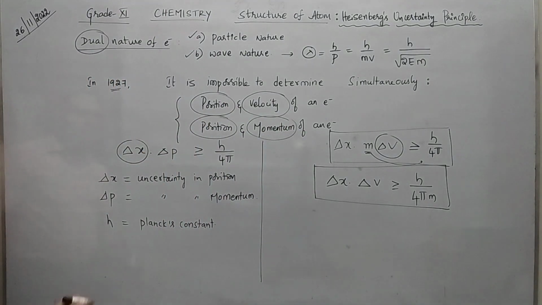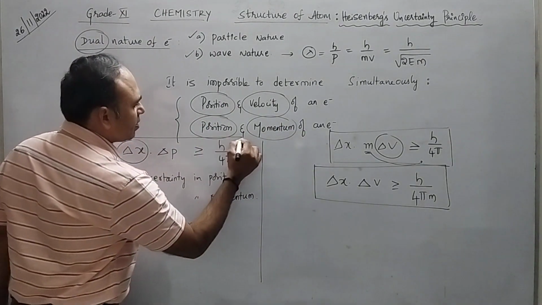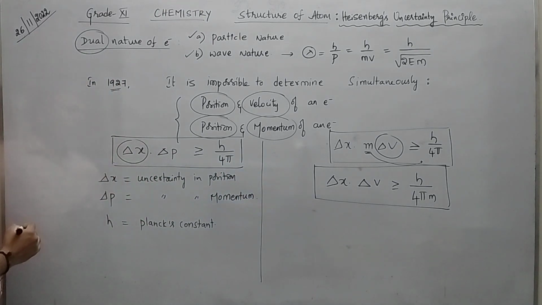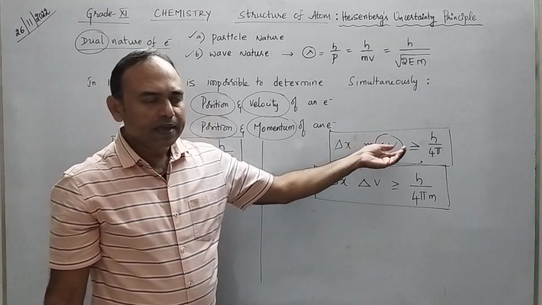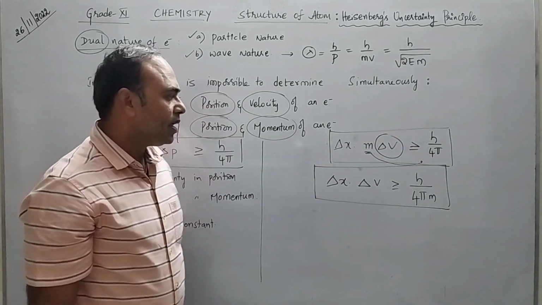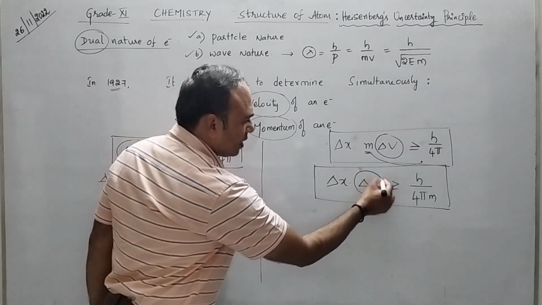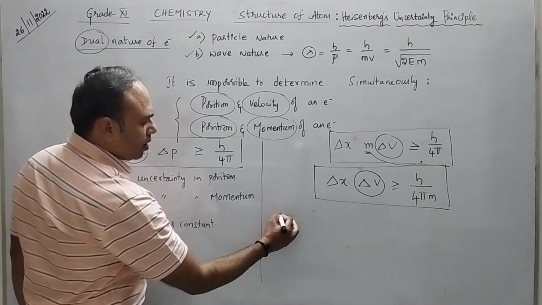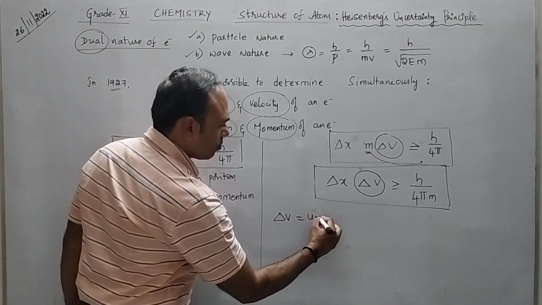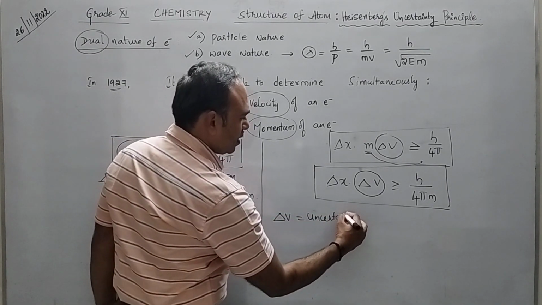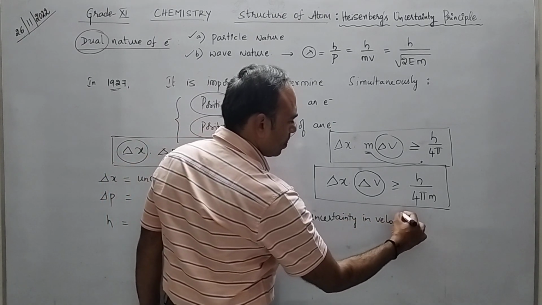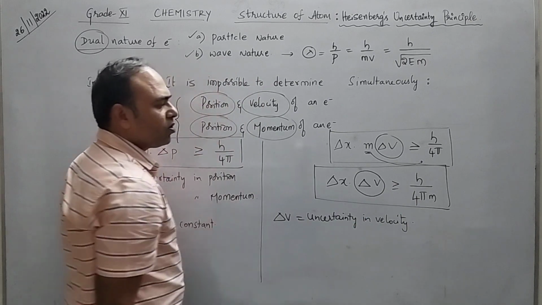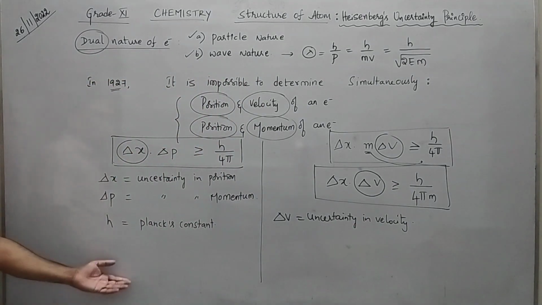Accordingly, he gave three formulae. First one is delta x into delta p greater than or equal to h by 4 pi. Second one is delta x into m delta v greater than or equal to h by 4 pi. And last one, uncertainty in velocity, delta v, is greater than or equal to h by 4 pi m delta x. Hope we have understood the formula.